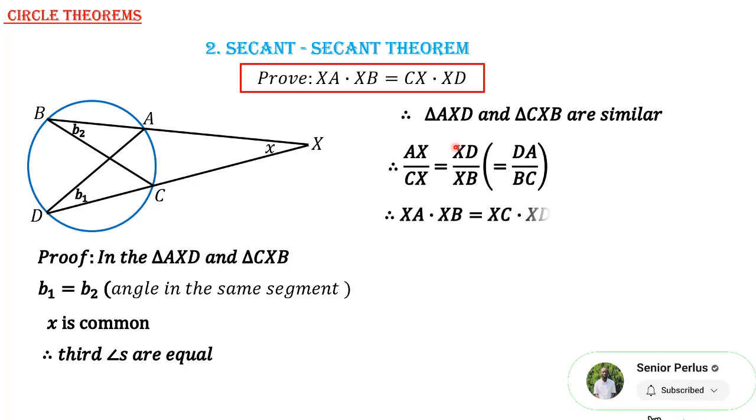So if we do cross multiplication, AS is multiplied by SB, and then CS also multiplied by SD. So we have proved it using cross multiplication. Then QED, it has been proved. Okay, that's our second theorem.